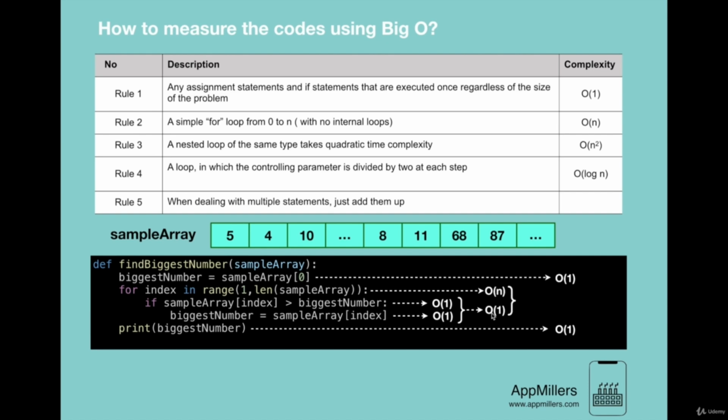Because from previous lectures, we know that we can drop non-dominant terms from a time complexity. So here O(1) is a non-dominant term. The dominant term here is O(n). So as the result from here we will get O(n).